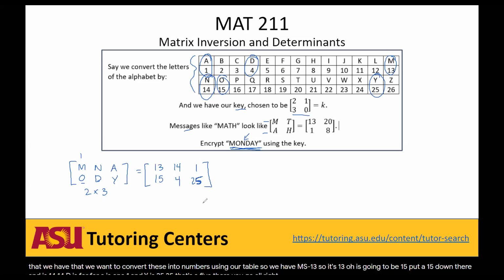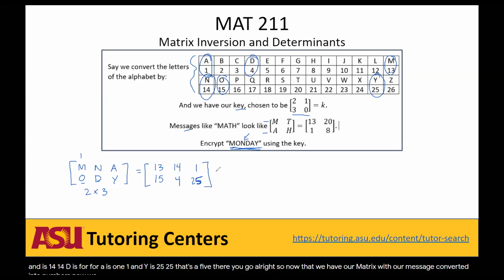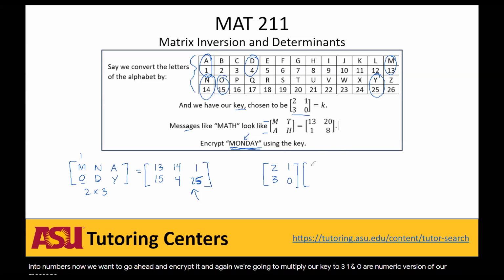Now that we have our matrix with our message converted into numbers, we want to go ahead and encrypt it. Again, we're going to multiply our key 2, 3, 1, and 0 by our numeric version of our message: 13, 15, 14, 4, 1, and 25.